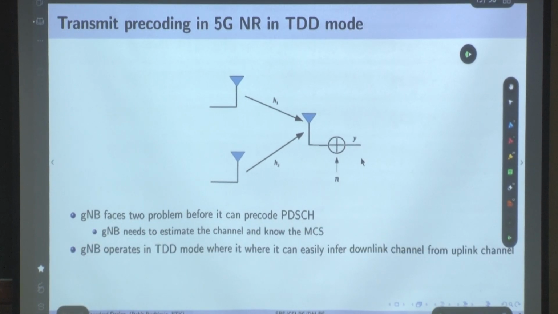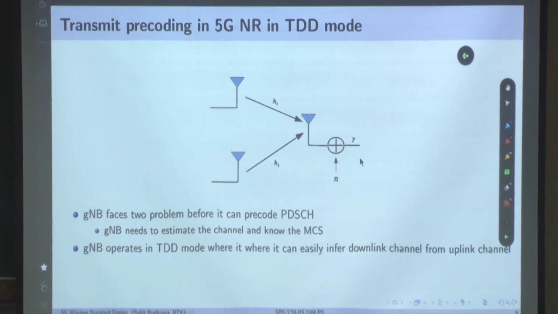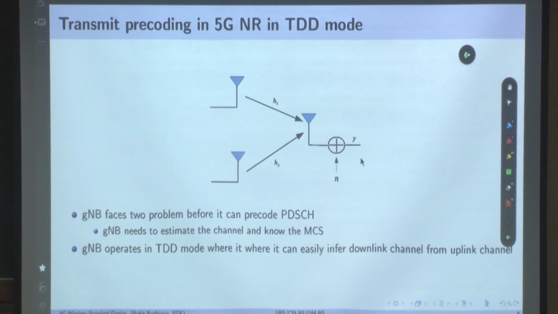Now, the gNB needs to estimate this channel, and then it also needs to know the MCS. Without that it cannot transmit: it doesn't know what precoder to use and it doesn't know what MCS to use. So these are the two problems which the base station faces. One is the transmit channel information, the other is the MCS. We'll see how these two problems are resolved, and this is basically done using the pilot signals which we just saw.